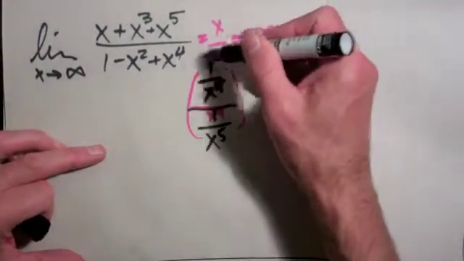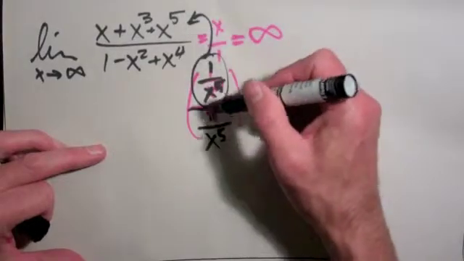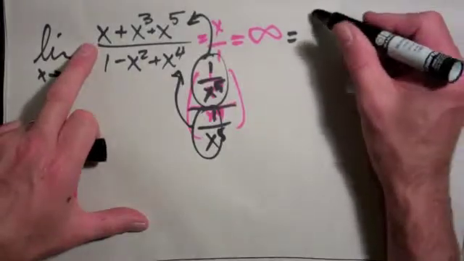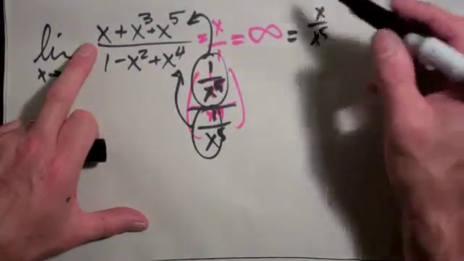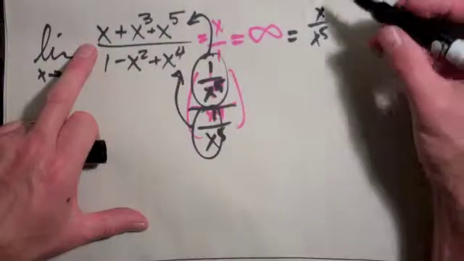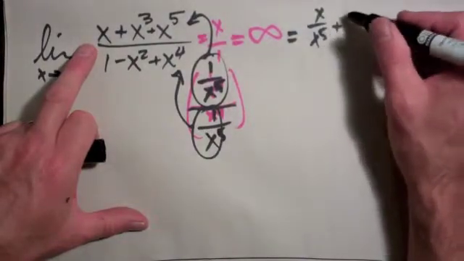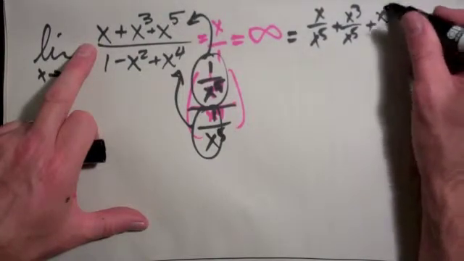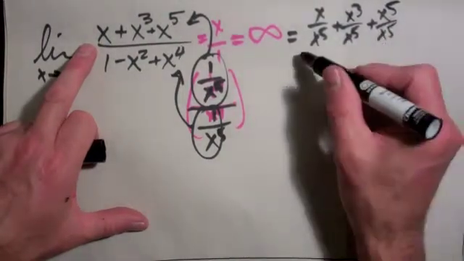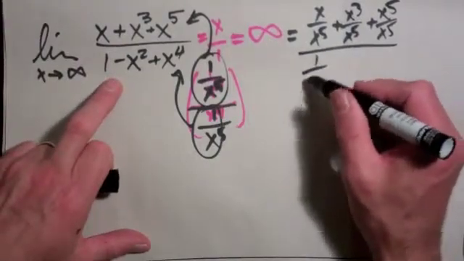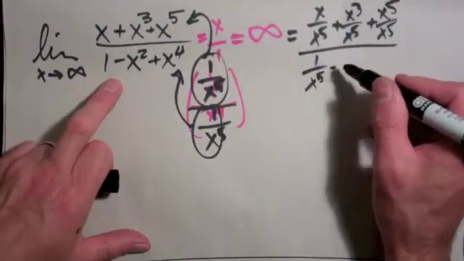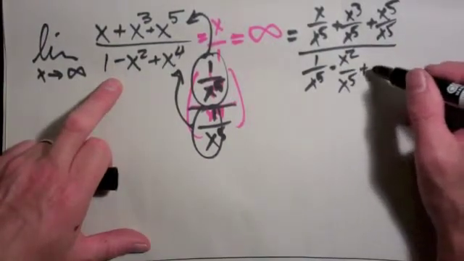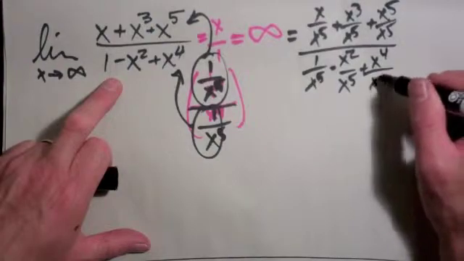Well, when I multiply this into the top and into the bottom, what you're going to wind up with over here is just x over x to the 5th, because I'm multiplying this fraction in to each term, plus x to the 3rd over x to the 5th, plus x to the 5th over x to the 5th. And then in the denominator, same thing, only different numbers on top: x squared over x to the 5th, and then plus x to the 4th over x to the 5th.